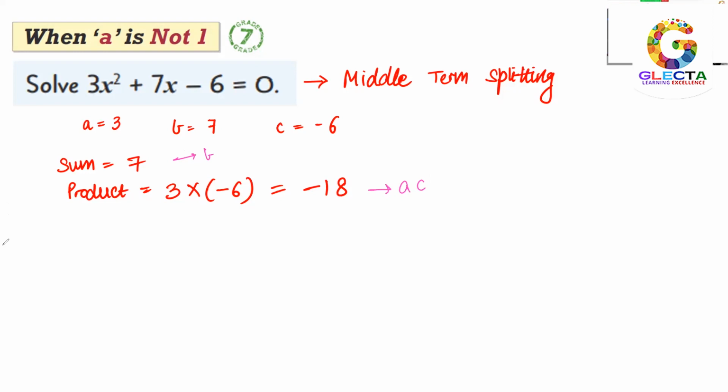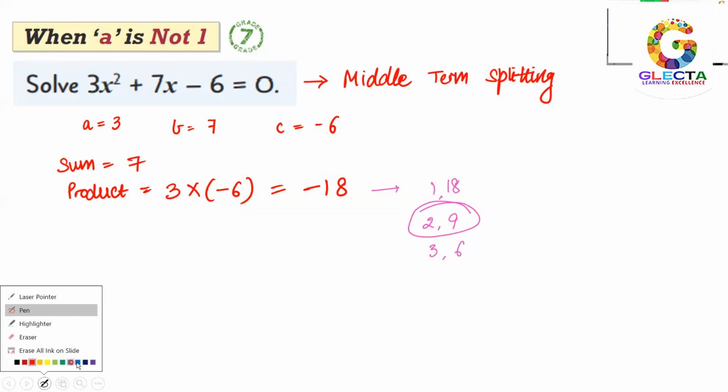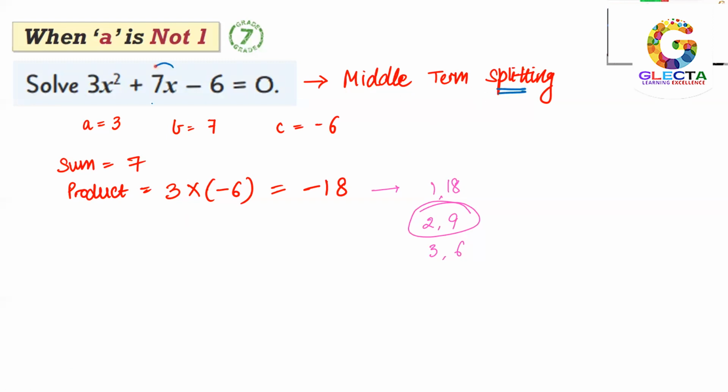Now over here, what we have to do is look at all the factors of 18: 1 and 18, 2 and 9, 3 and 6. Which of them would add up to 7? 9 take away 2 would give us 7, right? So now, instead of writing directly, we have to split the middle term. 7 can be written as 9 take away 2. That's it.